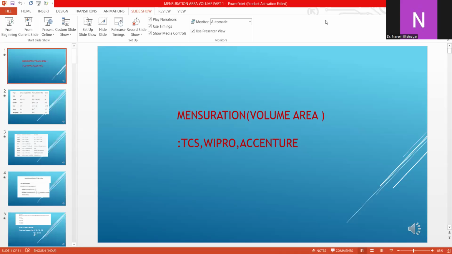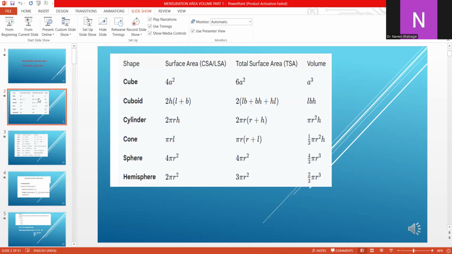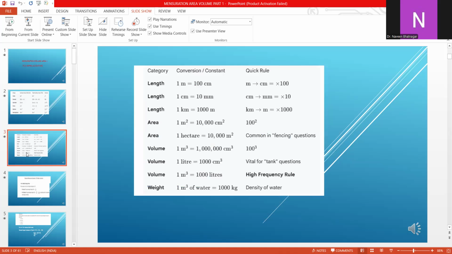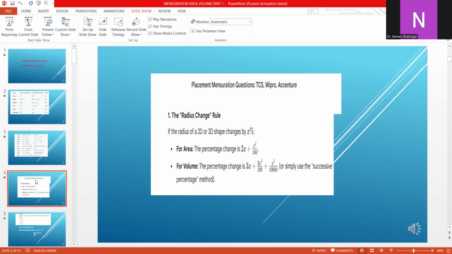Hello everyone. Today we are going to discuss volume and area questions that have been asked in various companies like TCS, Wipro, Accenture. As you can see on the screen, these are the list of formulas which you must be well aware of. And these are certain conversions that we will be using in various questions. So let's come to our first question.